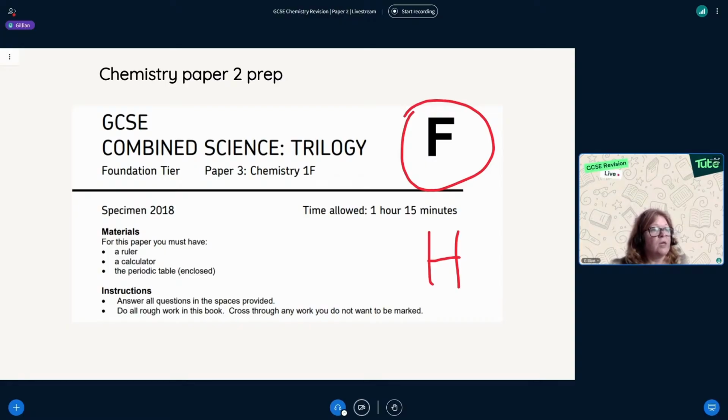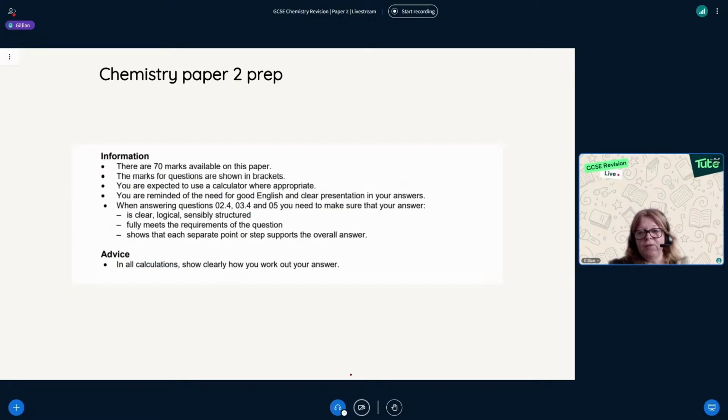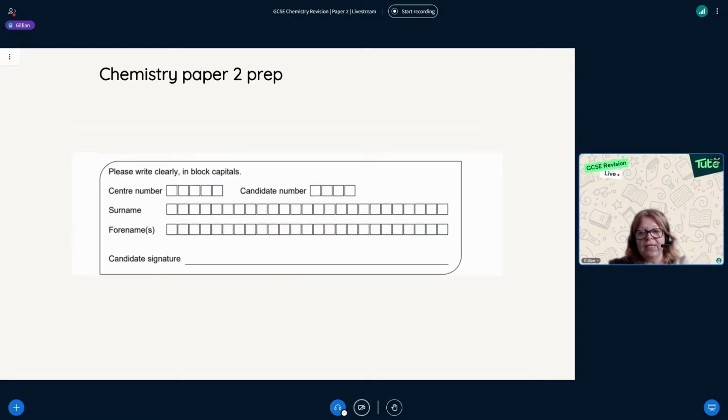Okay. You do have a little bit of information at the beginning of the paper, so it tells you the number of marks. It tells you those questions where you may have to use good English, so extended response questions. And don't forget as well, you've got your little grid to fill in. So please fill this in carefully.